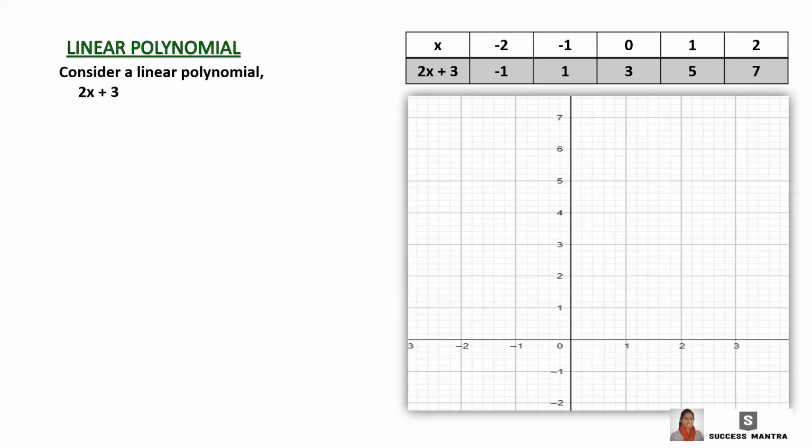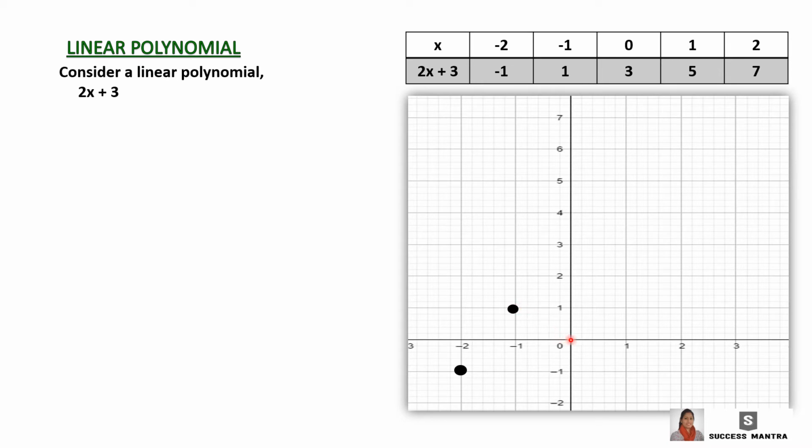Now we take a graph paper. This is the x-axis and this is the y-axis. Now we mark the points on the graph. The first one is minus 2, minus 1. So where is minus 2, minus 1? This is minus 2 on the x-axis and this is minus 1 on the y-axis. So the point is here. The next one is minus 1, 1. This is minus 1 on the x-axis and this is 1 on the y-axis. So the point is here.